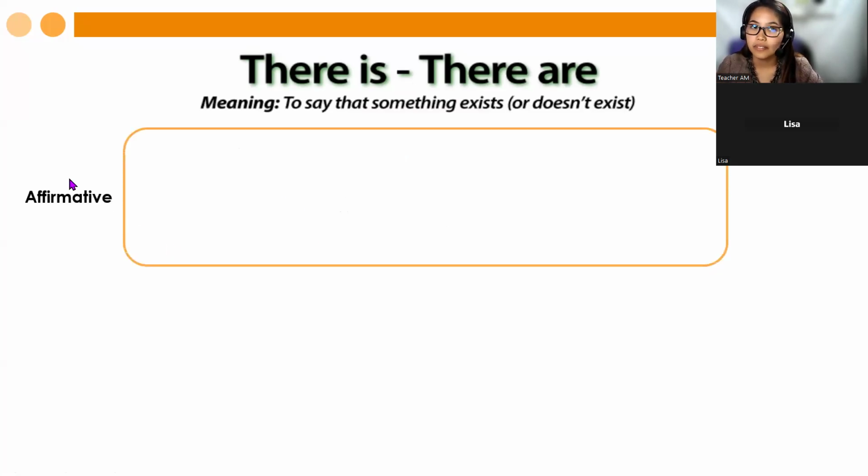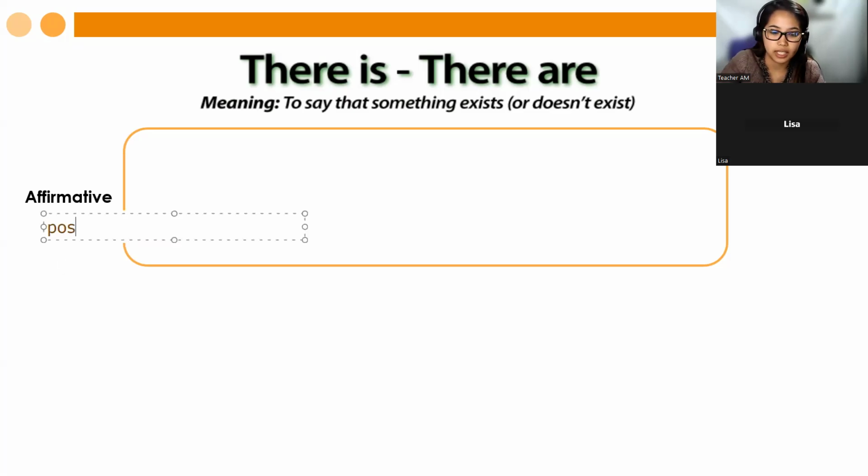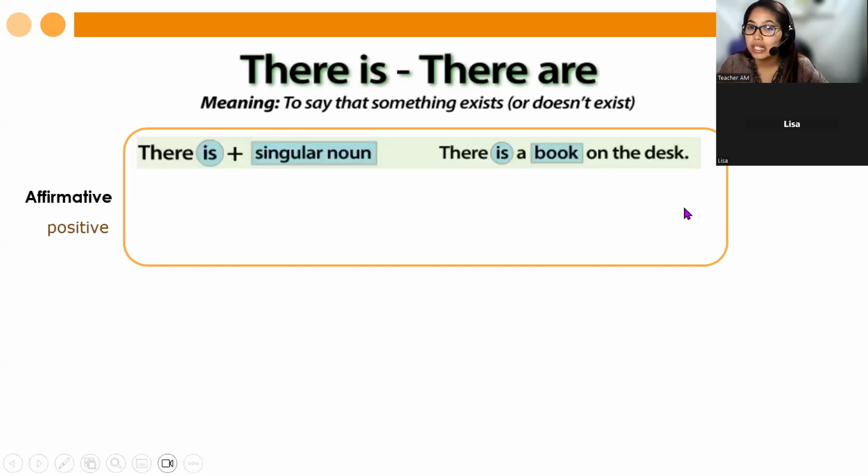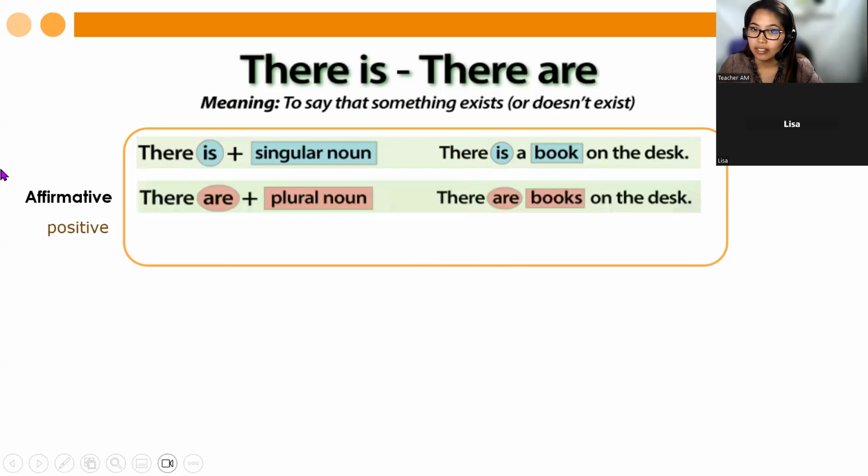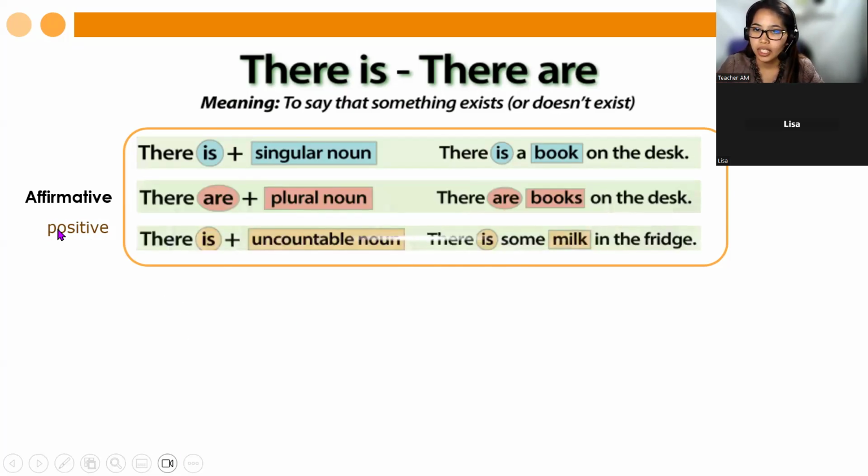Okay, we have affirmative. That means a positive sentence. Here we have there is a book on the desk. Okay, there are books on the desk. Now, we also have uncountable nouns. When we say uncountable, those are the things that we cannot count using our fingers. We say there is plus uncountable noun, like there is some milk in the fridge, because milk is something that you cannot count using your fingers. So we just use some.